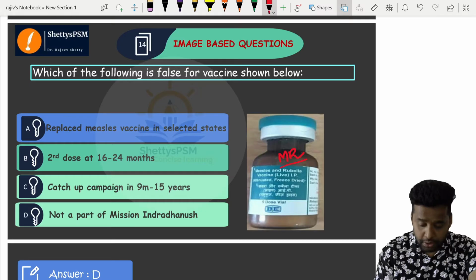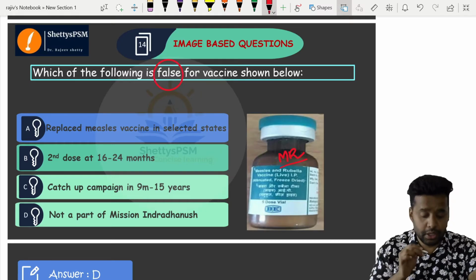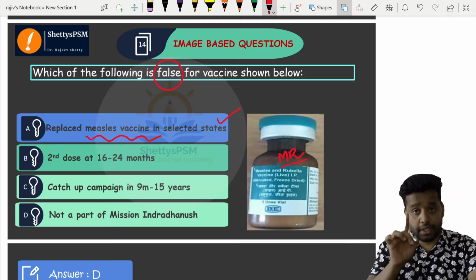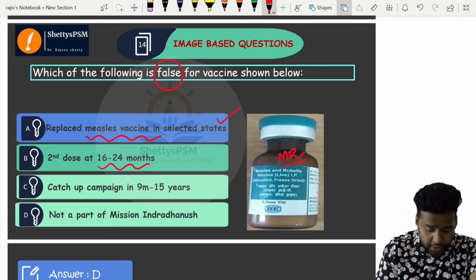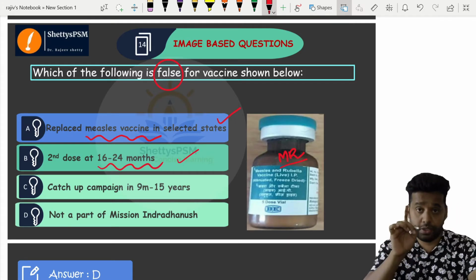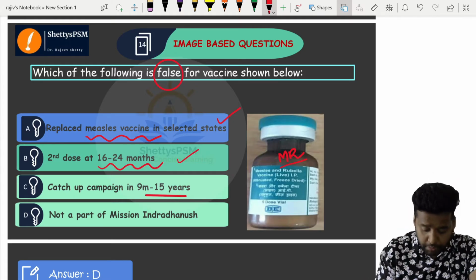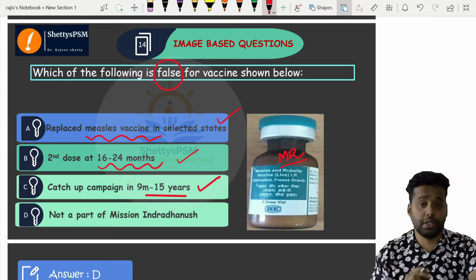MR vaccine. The question is false. Replaced measles vaccine in selected states, correct. Second dose at 16 to 24 months, correct. First dose at 9th month. Catch-up campaign in the age group of 9 months to 15 years, this is also correct.